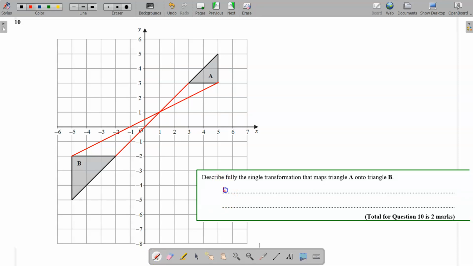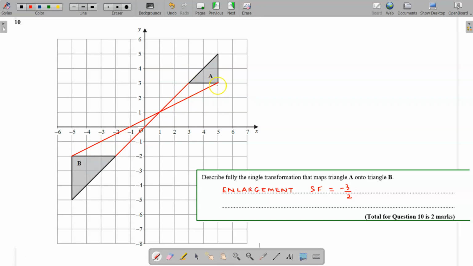Now we need to write down, to get the marks, some information. What sort of transformation is it? We must do that. That's an enlargement. That word has to be there. An enlargement has a scale factor. The scale factor of this one is negative 1.5. It's negative because it's going upside down through the center of enlargement and out the other side.